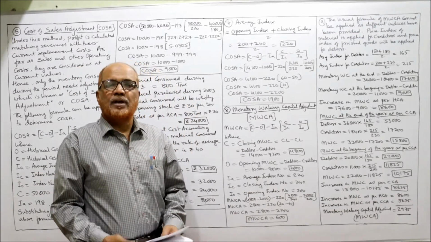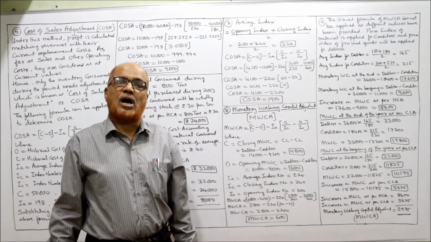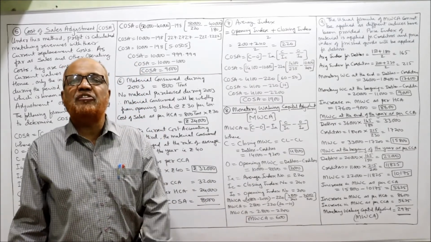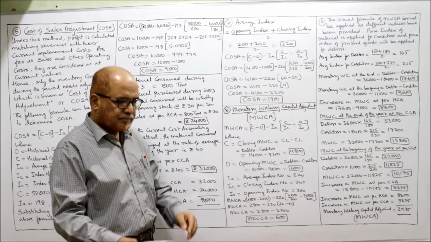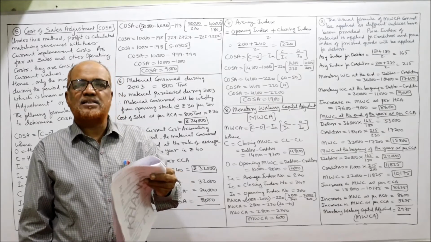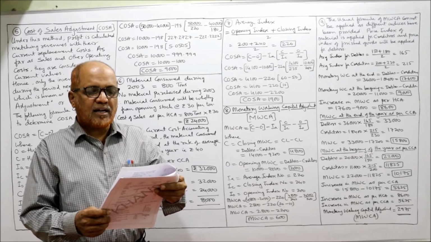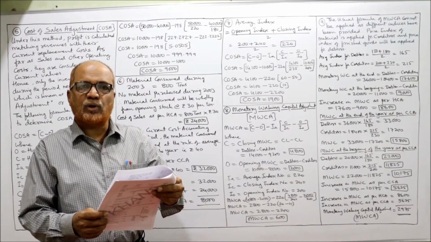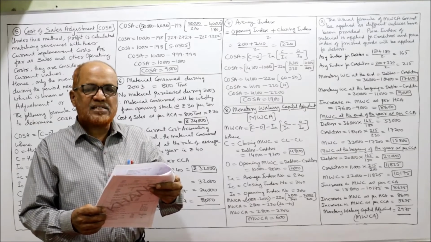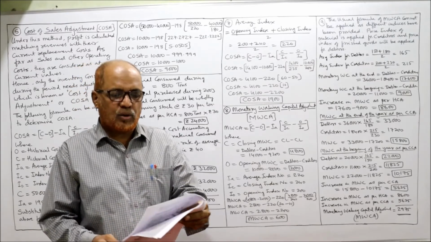Next, 8th problem. Up to 7 problems, 5th, 6th, 7th, these 3 problems we have done on COSA. Now we are going to do the problem on MWCA, Monetary Working Capital Adjustment. See the 8th problem. Calculate Monetary Working Capital Adjustment, MWCA, from the following. Opening, closing. Debtors, opening 10,000, closing 14,000. Creditors, opening 8,000, closing 9,200. Index number, opening 200, closing 240. Average index for the year 220.